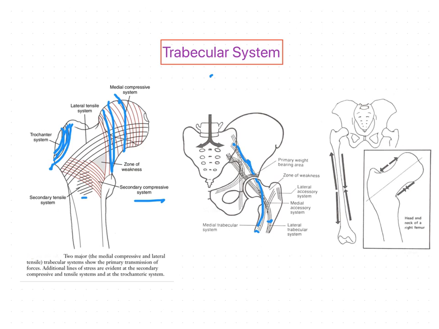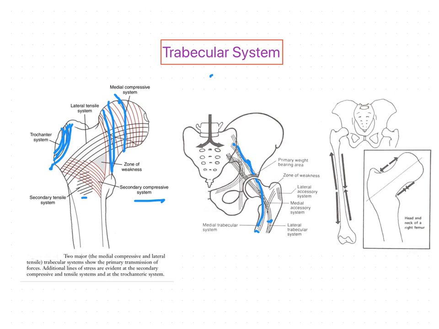Now, the lateral system is thought to develop in response to forces created during contraction of the abductor muscles and to tensile stresses created by the tendency of the head and neck to bend on the shaft as body weight arrives on the head of the femur. The two accessory trabecular systems are confined primarily to the trochanteric area and neck of the femur.